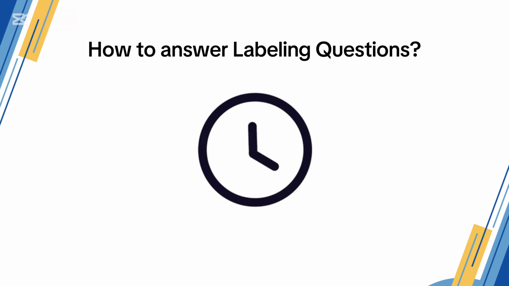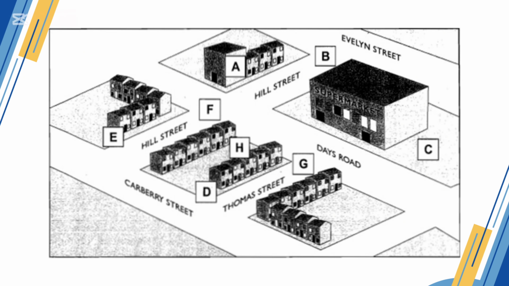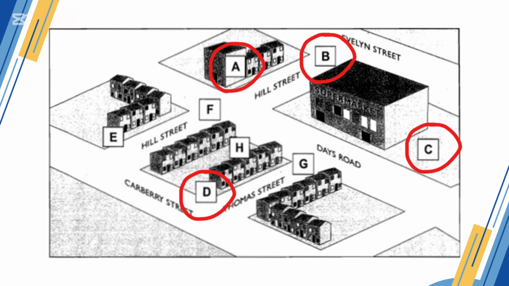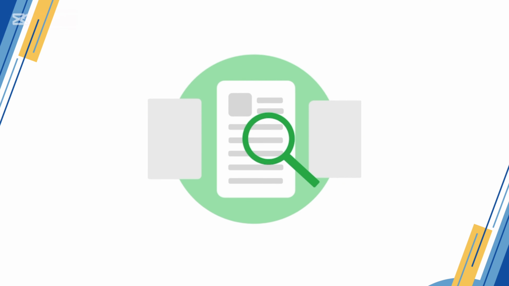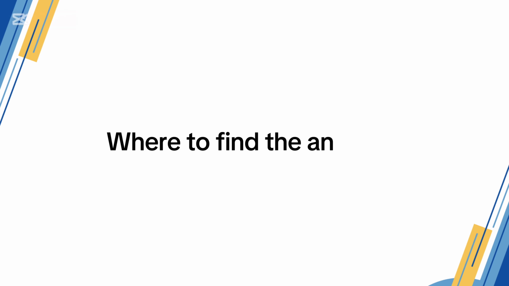How to answer labeling questions. Audio gives you some time to prepare. First, look at the letters A, B, C, D, placed randomly on the diagram or map. Next, pay attention to street names, landmarks, and other important labels. Notice what is next to or in front of something. Finally, check the given answer choices and listen carefully to the audio. Where to find the answer?